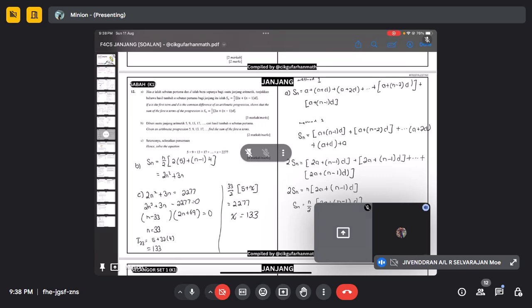So there's two ways of finding the value of x. We can either put T33, which is the last term, and x is also the last term here. So T33 equals to 5 plus 32 times in bracket 4, you get 133. Or another way is you can use the Sn formula and you can equate it with 2277 and you still get the same answer, 133. That's your answer. Understand, everyone?